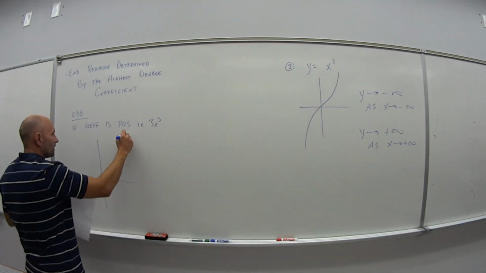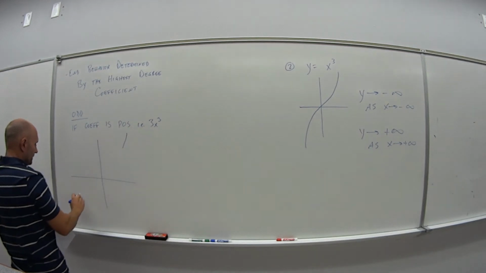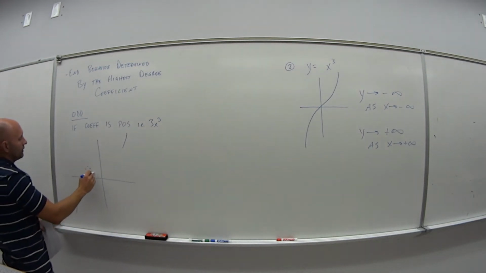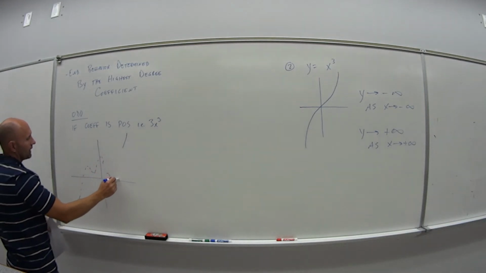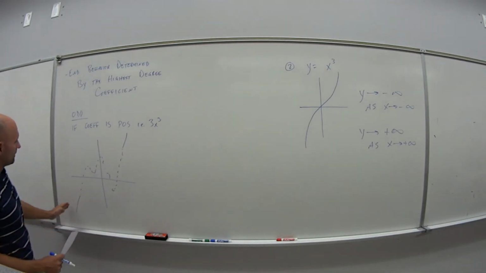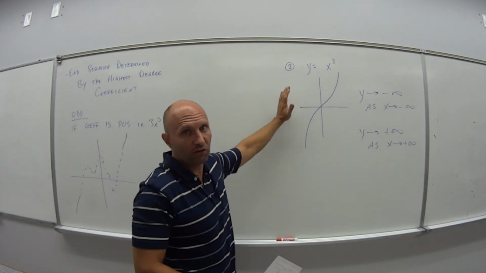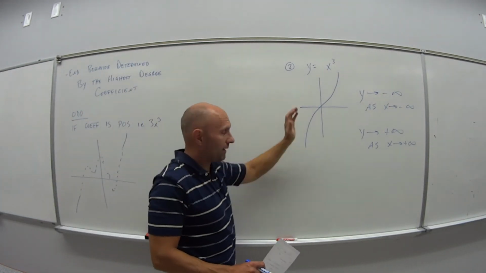It's going to end up over here, and it's going to end up headed down towards the left here, and in between, who knows what happens? I don't know. We'll figure that out later. But it's always going to be headed down to the left and up to the right, just as our base x to the third graph.